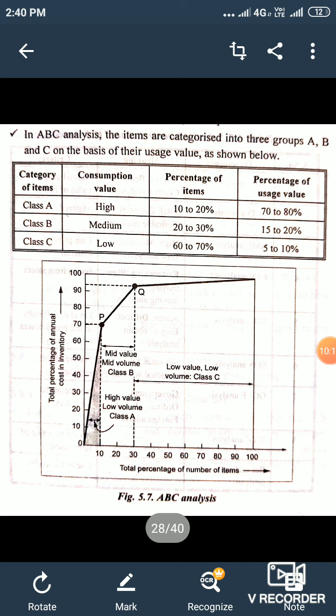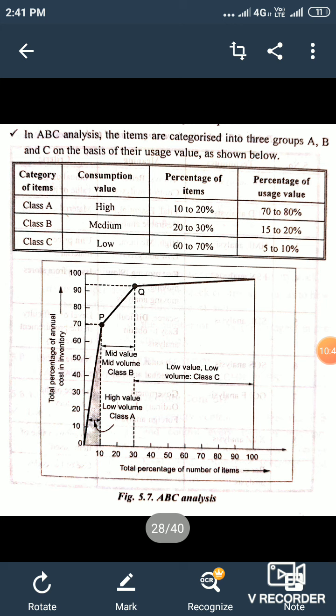Next, B class items. These are medium valued items and medium in number. These are about 20 to 30 percentage or 10 to 20 percentage of the total items, and their value is about 10 to 20 percentage or 15 to 20 percentage of the total inventory cost. So a moderate attention and moderate control is taken.